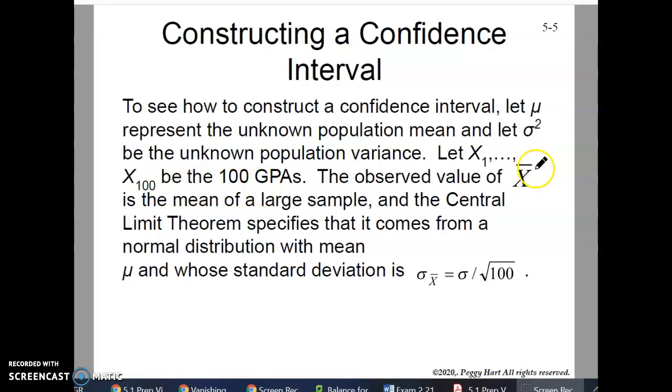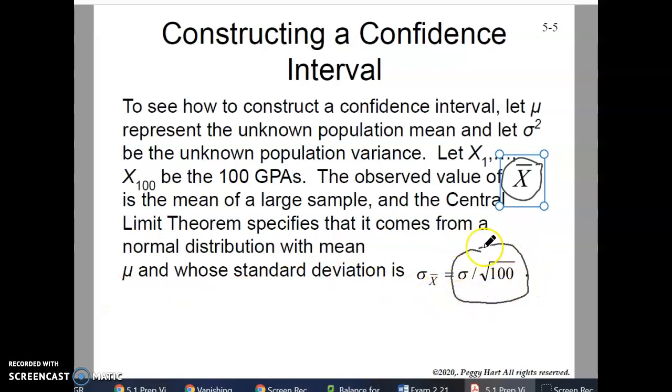Well, we'll have an observed sample mean, x bar, and it'll be the mean of a large sample. And so the central limit theorem will kick in, and it'll specify that x bar will come from a normal distribution with mean mu and standard deviation equal to sigma over square root of 100. So hopefully you remember those values from these last few sections we've done.